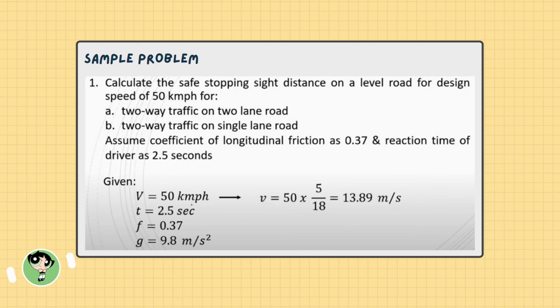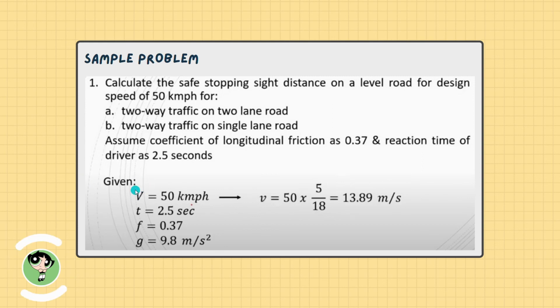So let's have a sample problem on stopping sight distance. One, calculate the safe stopping sight distance on a level road for a design speed of 50 kilometers per hour for A, two-way traffic on a two-lane road. B is to find for two-way traffic on a single lane road. So we have to assume that our coefficient of longitudinal friction is 0.37 and our reaction time of the driver is 2.5 seconds. So these are the given values first.